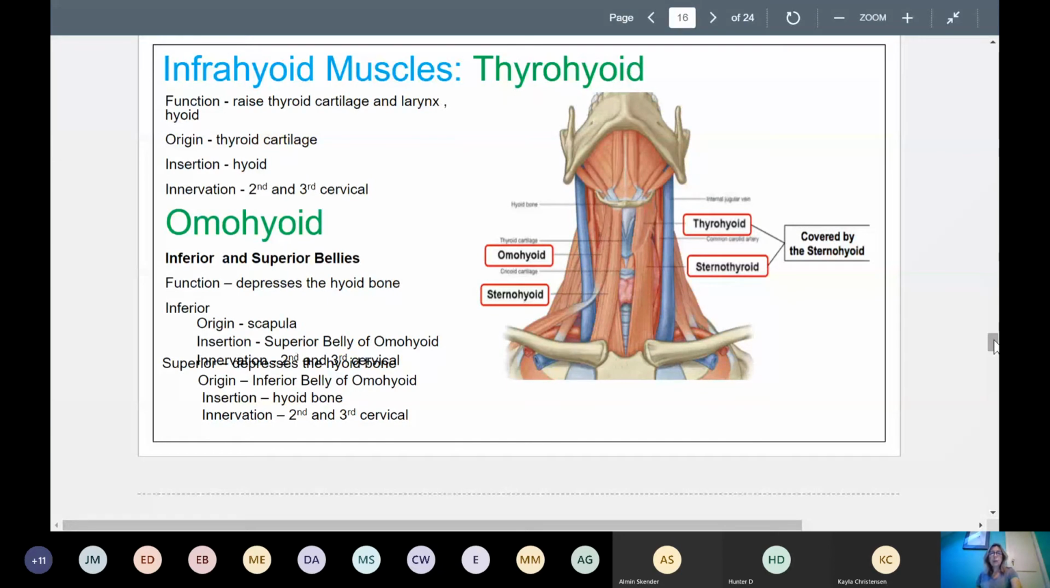So you can see the omohyoid, its insertion is going to be the hyoid bone. For the superior, the inferior is going to insert into the superior. So they're going to connect, basically, is what's going to happen. So your superior and your inferior are going to connect with each other, and they're going to insert into the hyoid bone. So they're going to run from the scapula to the hyoid bone. So you can see it's kind of a long one that comes right up here.